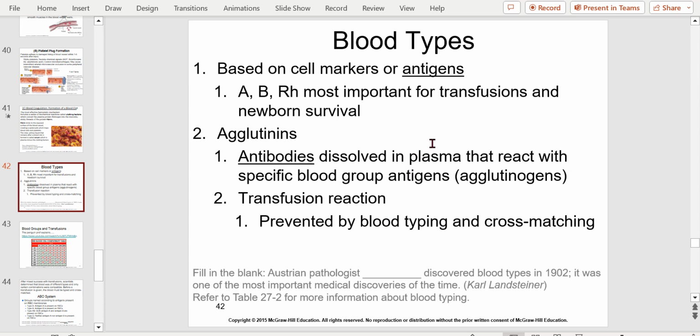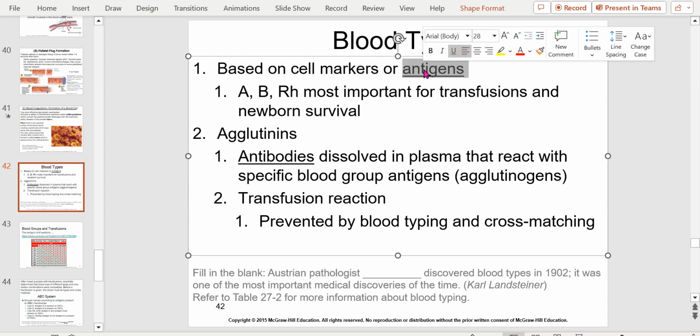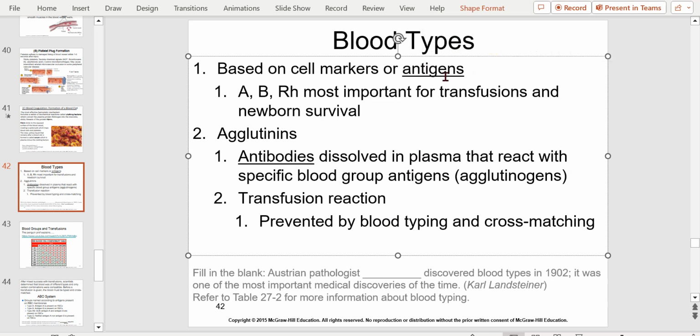Now, you will remember those antigens. These are the glycoproteins that stick outside of a cell that white blood cells use to differentiate, okay, this is our cell as opposed to a foreign invader, right? Generally, we use A, B, RH, which are the most important when we're dealing with transfusions and newborn survival. Okay, agglutinins: antibodies dissolved in plasma that react with specific blood group antigens.